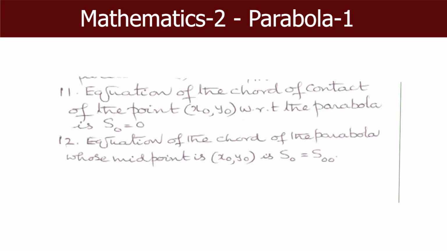Equation of the chord of contact of the tangents drawn from the point (x0, y0) to the parabola y²=4ax is S1 equal to 0, which is y0 y minus 2a times (x plus x0) equal to 0. Finally, the equation of the chord of the parabola in terms of the coordinates of the midpoint. Once the coordinates of the midpoint (x0, y0) of a chord of the parabola are given, the equation of the chord is S1 equal to S11, that is, y0 y minus 2a times (x plus x0) is equal to y0² minus 4a x0.